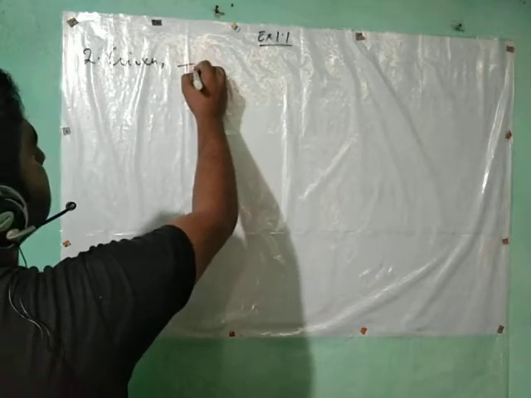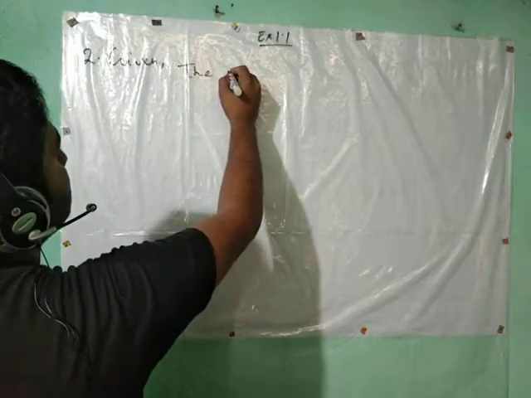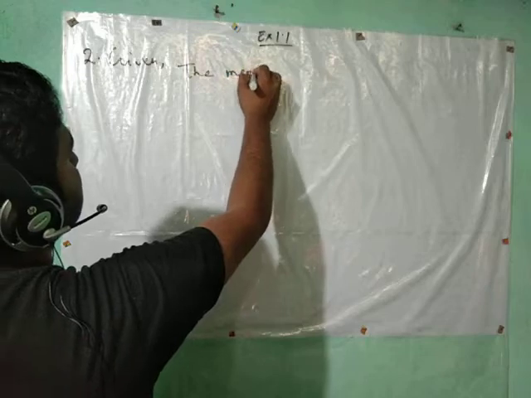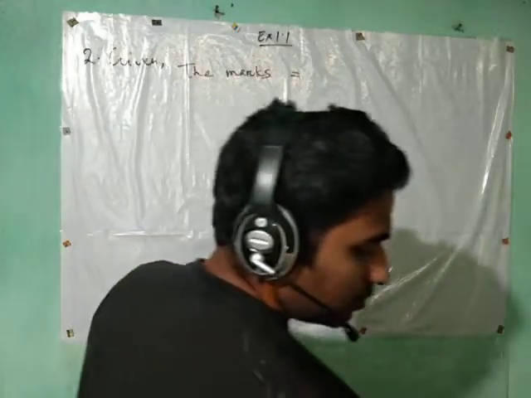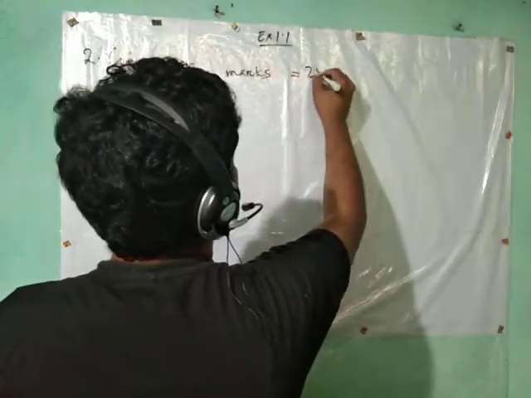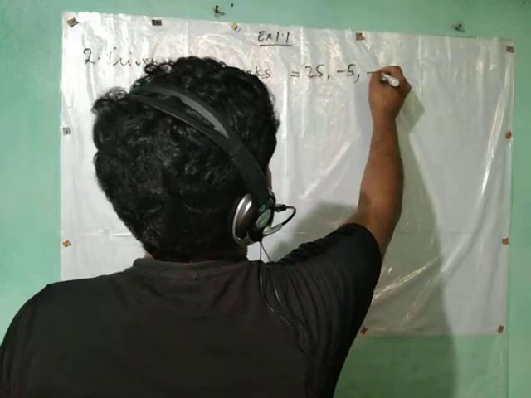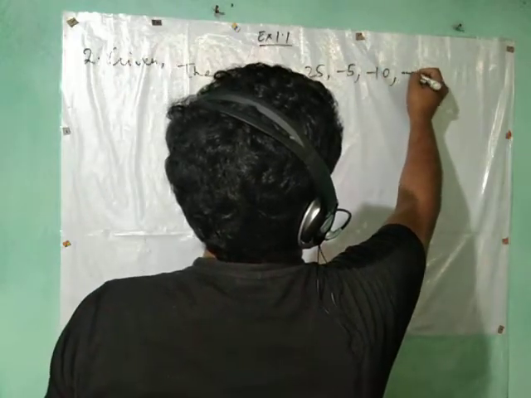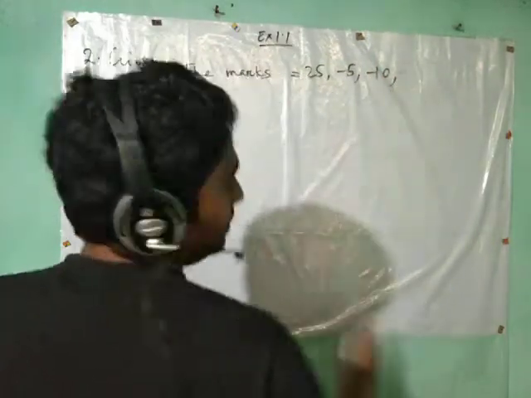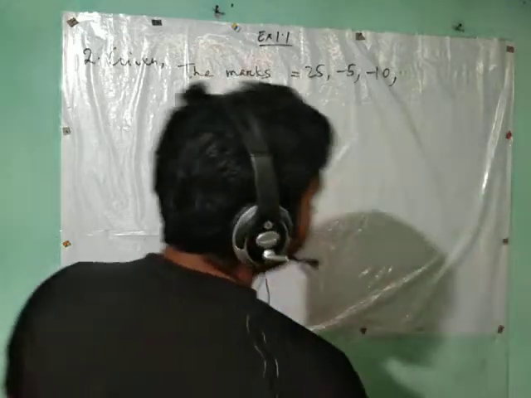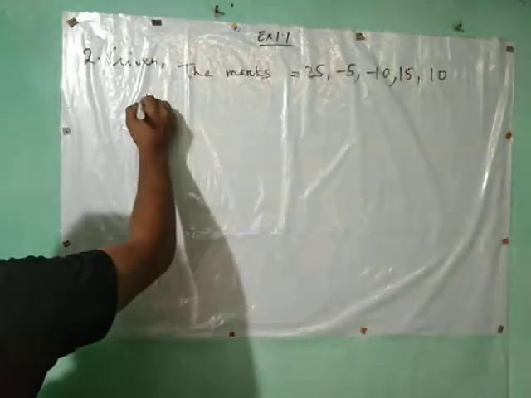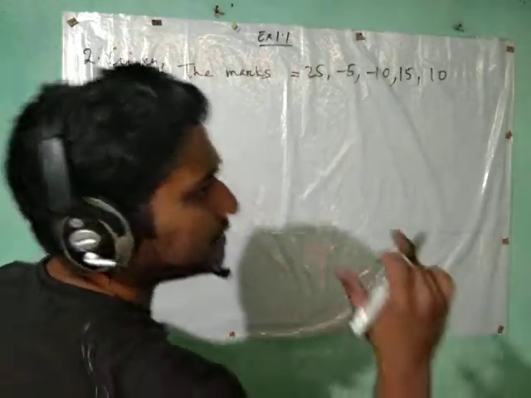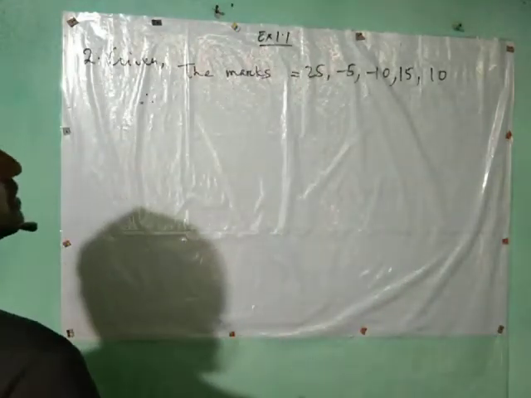First of all, you have to write down the given. Given the marks in 5 consecutive rounds: 25, -5, -10, +15 and +10. Now we have to find the final total marks.